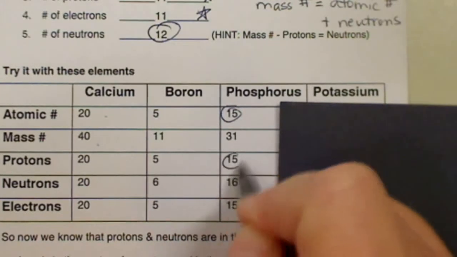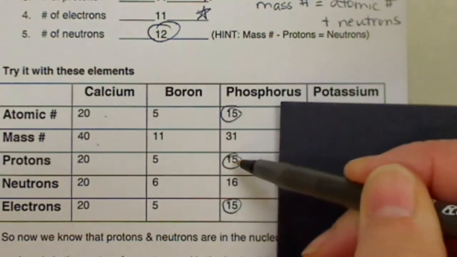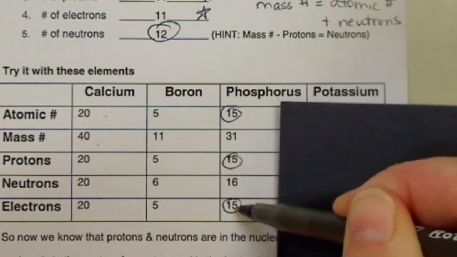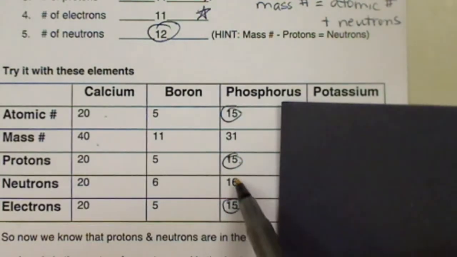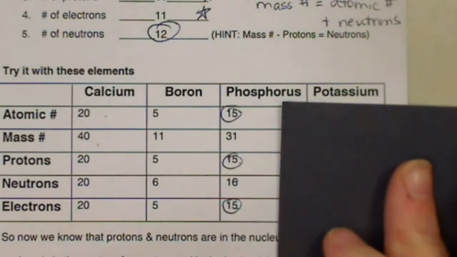Notice these three are the same. Remember, your atomic number tells you your protons and electrons. Remember, to get your neutrons, you're going to do mass number minus atomic number.